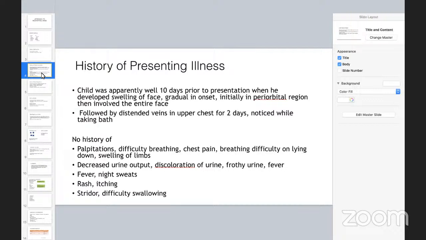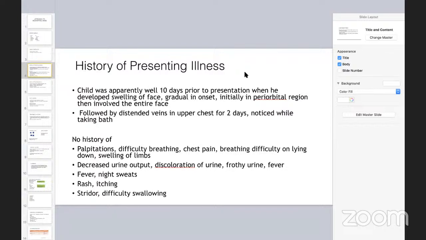Since the initial complaint was swelling in the face, by asking about palpitations, difficulty breathing and chest pain, I was trying to rule out any cardiac cause that the child might have presented with, any congestive heart failure, any valvular heart disease that the child is presenting with for the first time. Also, decreased urine output, discoloration of urine, frothy urine, or fever could be seen in nephrotic syndrome or nephritic syndrome, and the child is presenting with swelling.